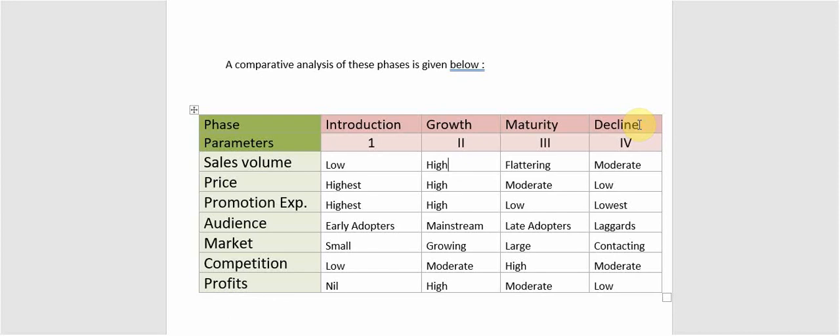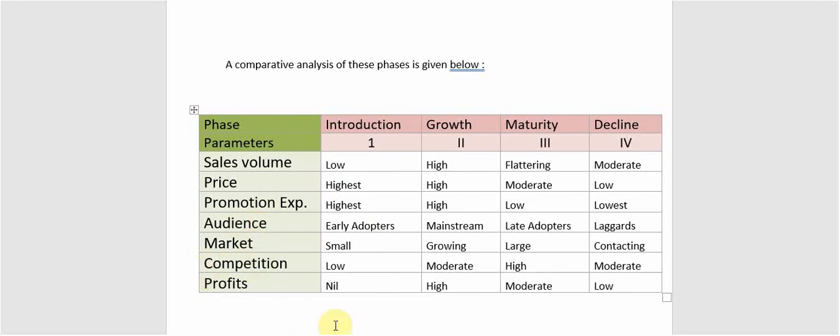If you see the price also, at the introduction stage the sales volume will be lower and at the same time the price will be higher. At the growth stage it will be high, at the maturity stage it will be moderate, and at the declining stage it will be low. So the price of the product will be highest at the introduction stage and low at the declining stage. Like that we can see the promotional expenses, audience, market and competition.